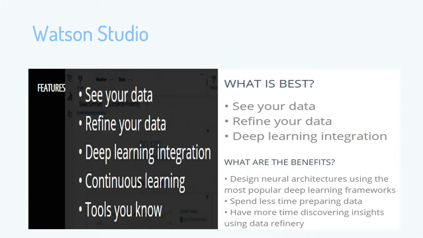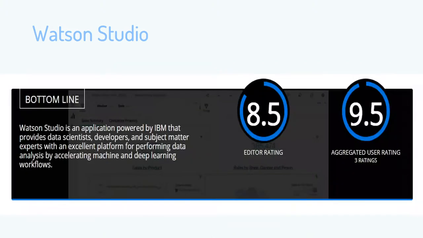And then Watson Studio, IBM Watson Studio. We can use deep learning integration and other things. These are the best points and benefits. The Watson Studio editor rating is 8.5 and the aggregated user rating is 9.5.